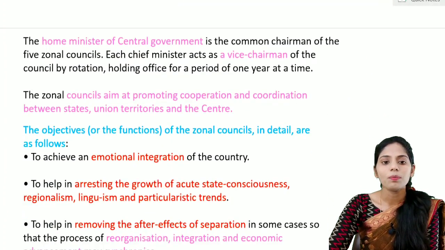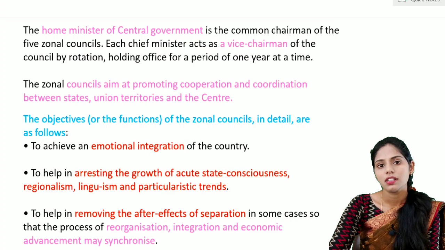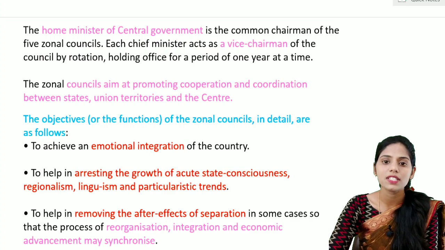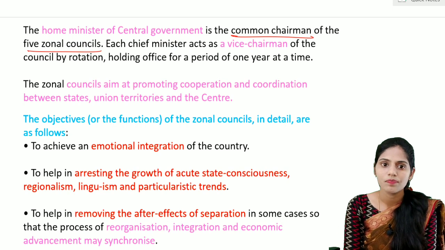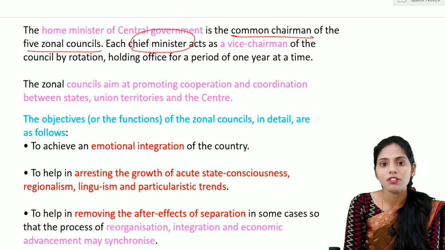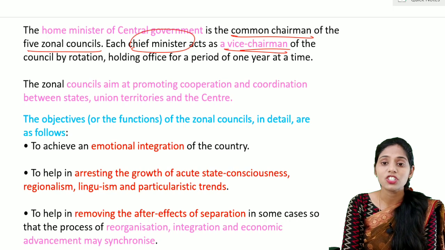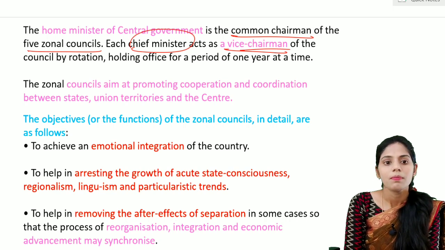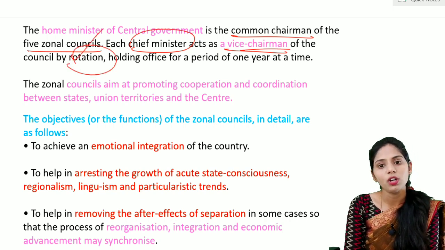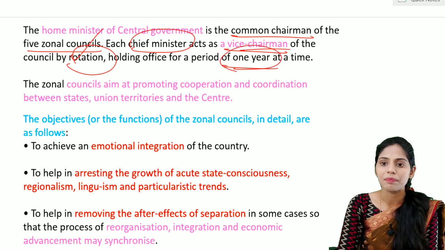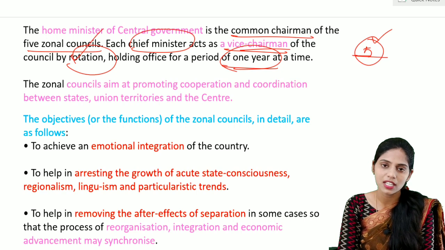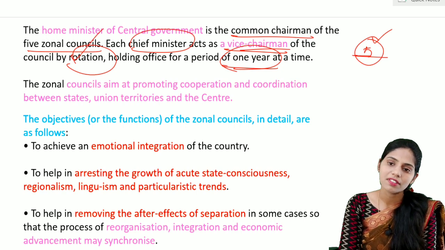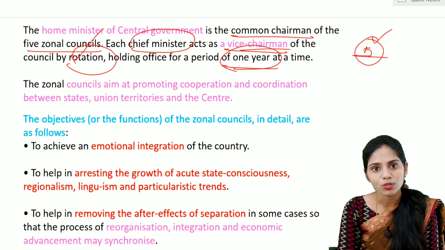So the Home Minister of the central government, called the Union Home Minister, is the common chairman of all the 5 zones, and each Chief Minister acts as a vice chairman of that zone, mainly by rotation. They hold the office for a period of 1 year. That means, for example, if you have a zone which contains 5 states, the CMs of all the 5 states will come under the members of the Zonal Council.